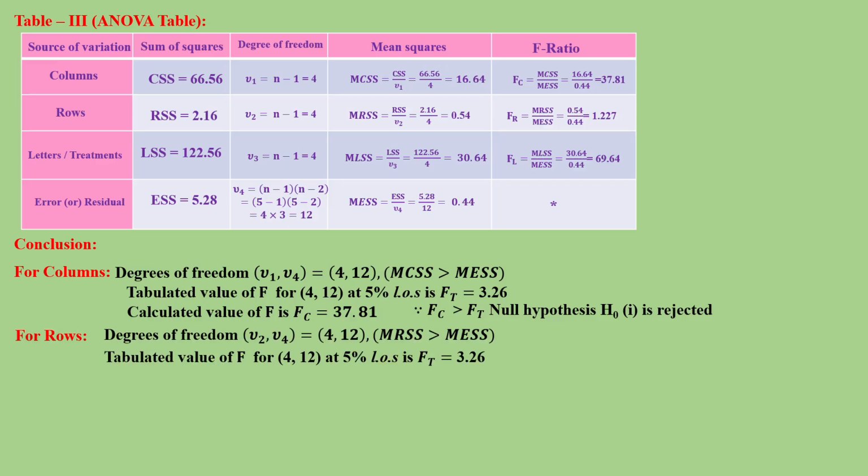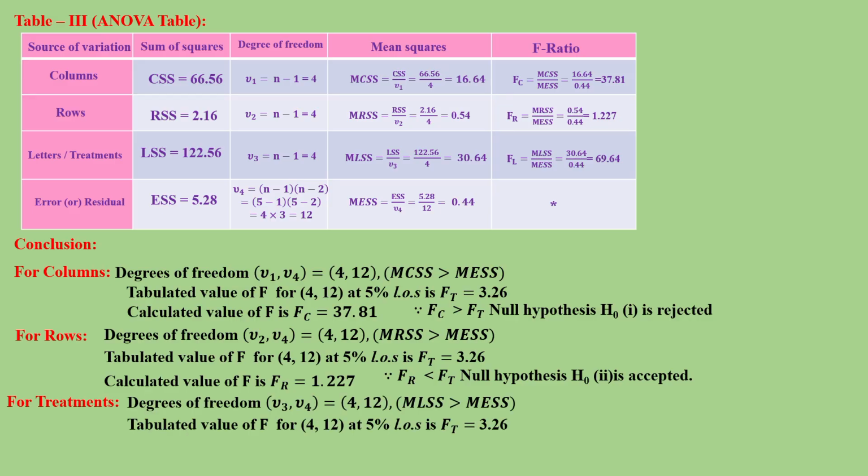Row, similarly for the row, 4 comma 12, so comparing, FR is less than FT, so null hypothesis H0 2 is accepted. Then treatment, comparing FT and FL, FL is greater than FT, therefore null hypothesis H0 3 is rejected. Thanks.